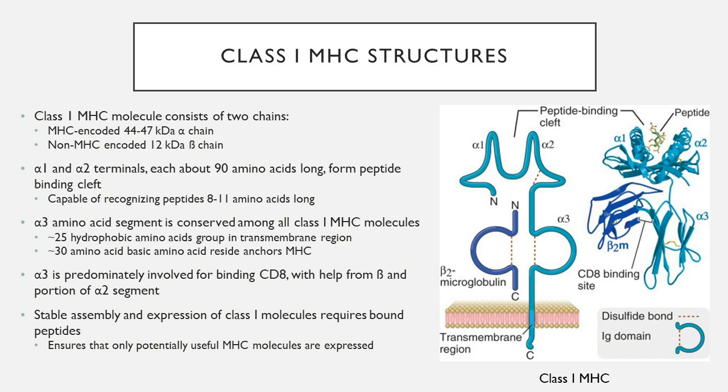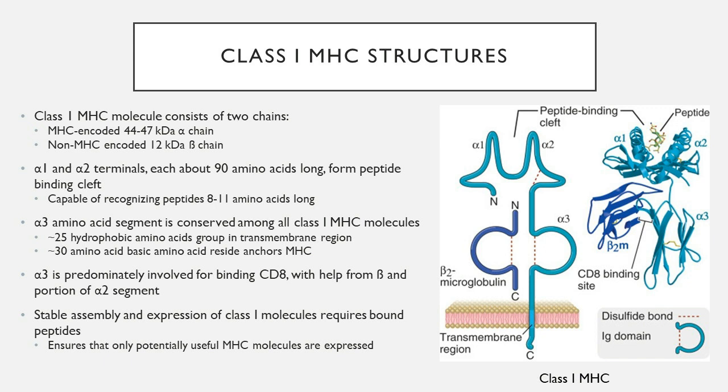Now, the alpha chain is divided into three segments, and the alpha 1 and alpha 2 segments, which are about 90 amino acids in length, form the peptide binding cleft. They can only recognize really short peptides, about 8 to 11 amino acids in length. But if you think this is small, remember that there are about 20 essential amino acids. So 20 to the 11th power makes up a huge number of different peptides that can form. So you can get really specific here.